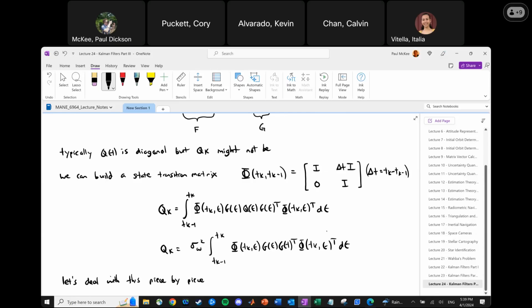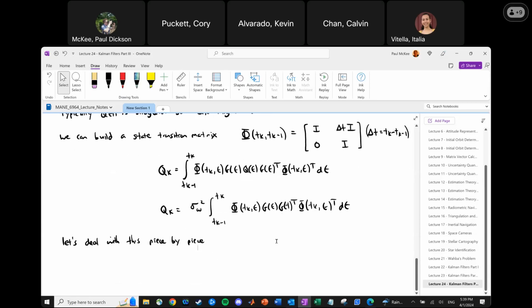So let's just look at phi times g, because you can see that it's symmetric. Phi times g times itself transposed is the whole interior of the integral, right? So phi from epsilon to tk times g of epsilon is what? Well, it's going to be the identity matrix, and then the identity matrix times tk minus epsilon, 0 and the identity matrix again. And then this is going to be multiplied by g.